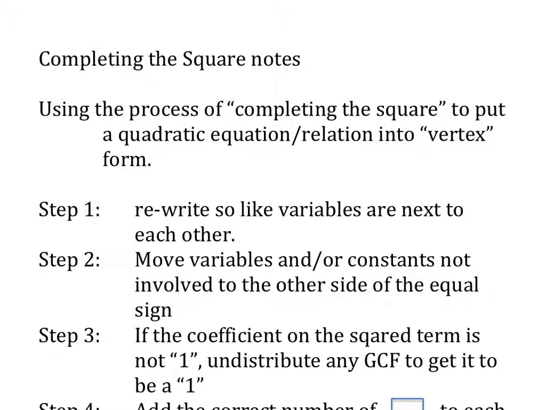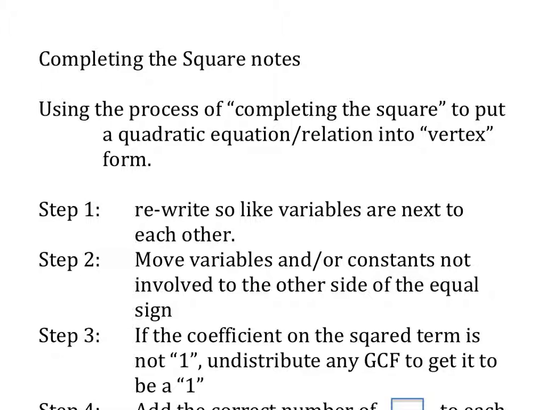So you are going to first put all the variables that are alike next to each other, so all the x's together, all the y's together. We're moving any variables or constants that are not involved in the completing the square to the other side, and what that means is if the x is squared, I want all the x's on one side and the y's on the other. If the y's are squared, I want the y's on one side and all the x's on the other. If they're both squared, then I need all of them to be on the same side, and that's going to happen in a future lesson, but for this one, we're just going to put variables on opposite sides.